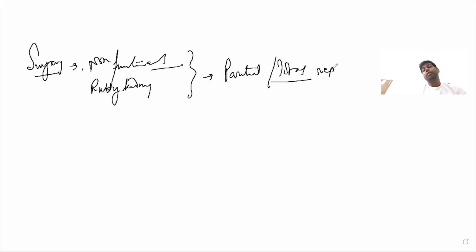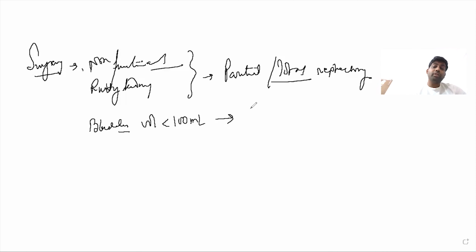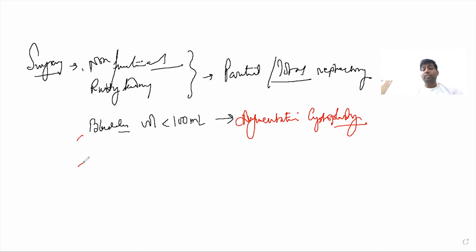In case of the bladder, if the bladder capacity becomes less than 100 ml, we go for what is known as augmentation cystoplasty, where we increase the volume of the bladder by using intestines and so on.